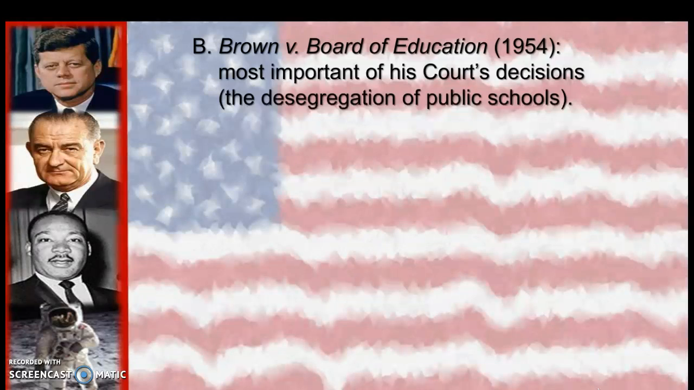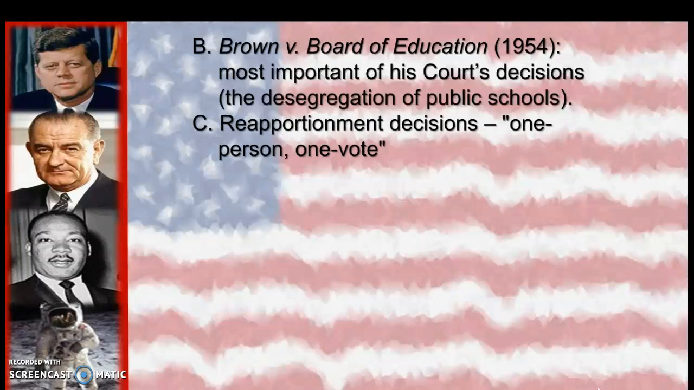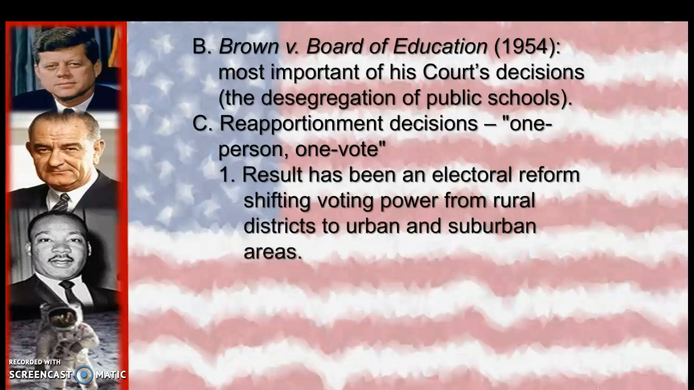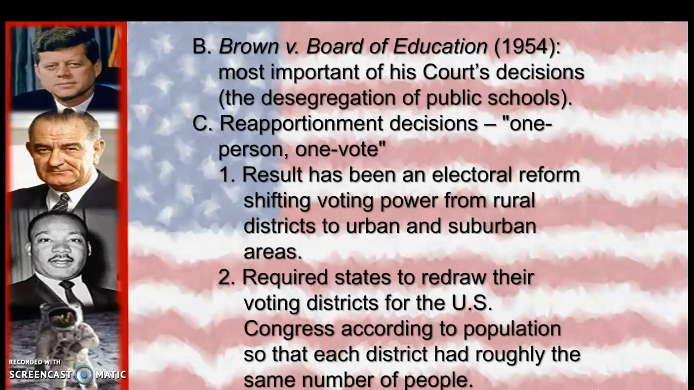The first case right off the bat, guys, with Earl Warren being appointed in 1953 by Eisenhower, is the Brown versus Board of Education case, desegregation of public schools. You had reapportionment decisions, meaning one person, one vote. And this does require a little bit of explanation, guys.